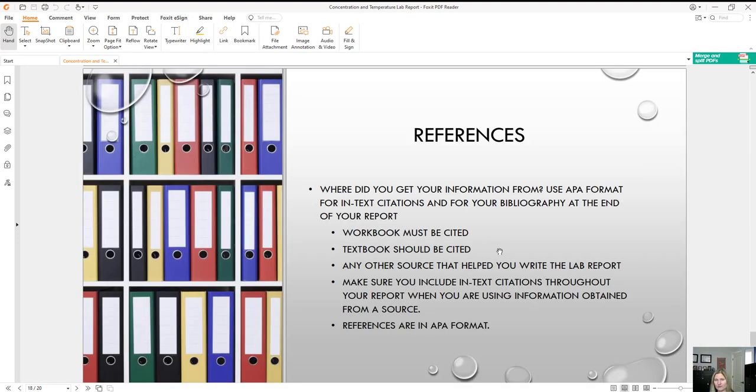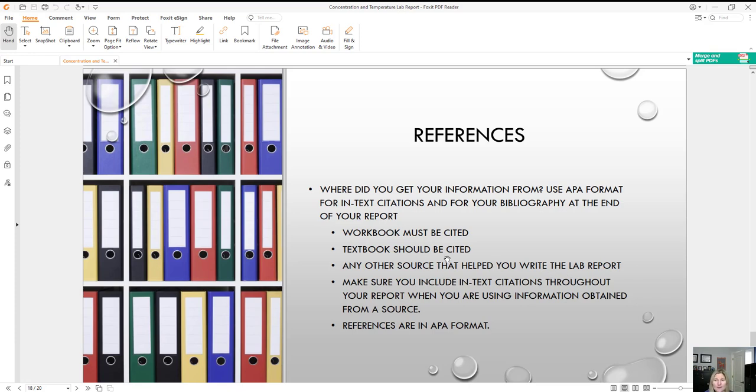And then we have our references. So minimum of 2 references, 3 preferable to get the full credit. So 3 references. 1 would be your workbook. Of course, everybody will have the workbook. Probably the textbook, because you probably use that for your background information. And then any other source that may have helped you.